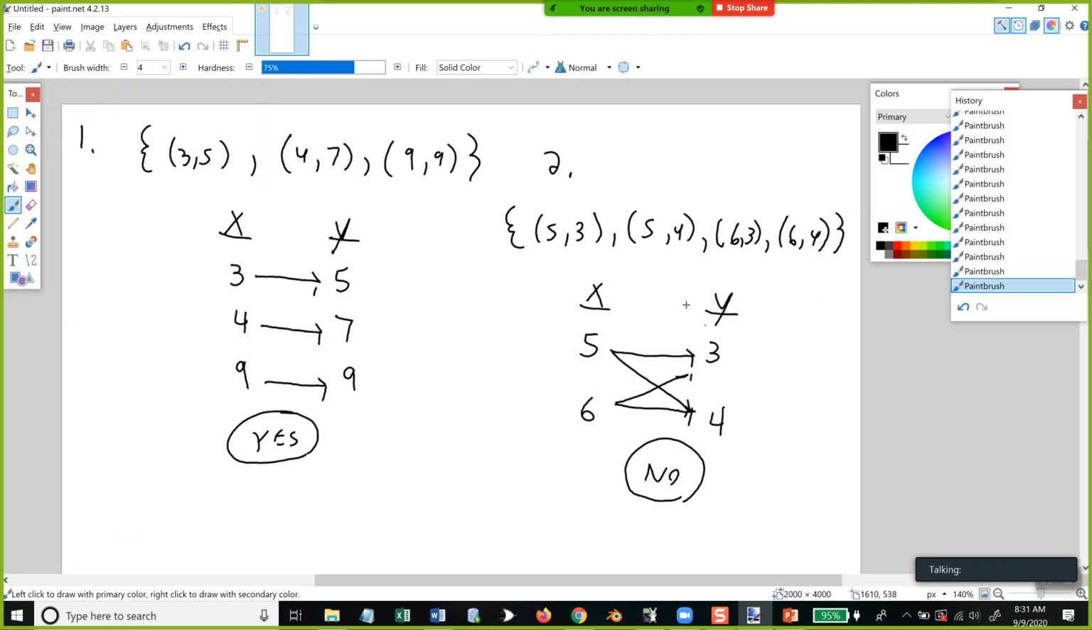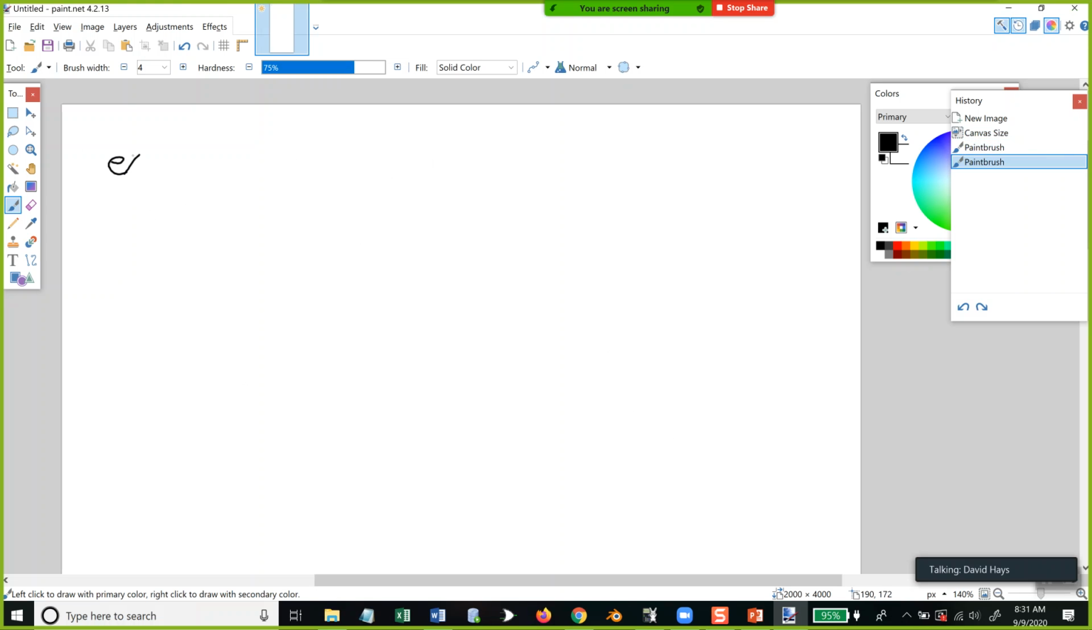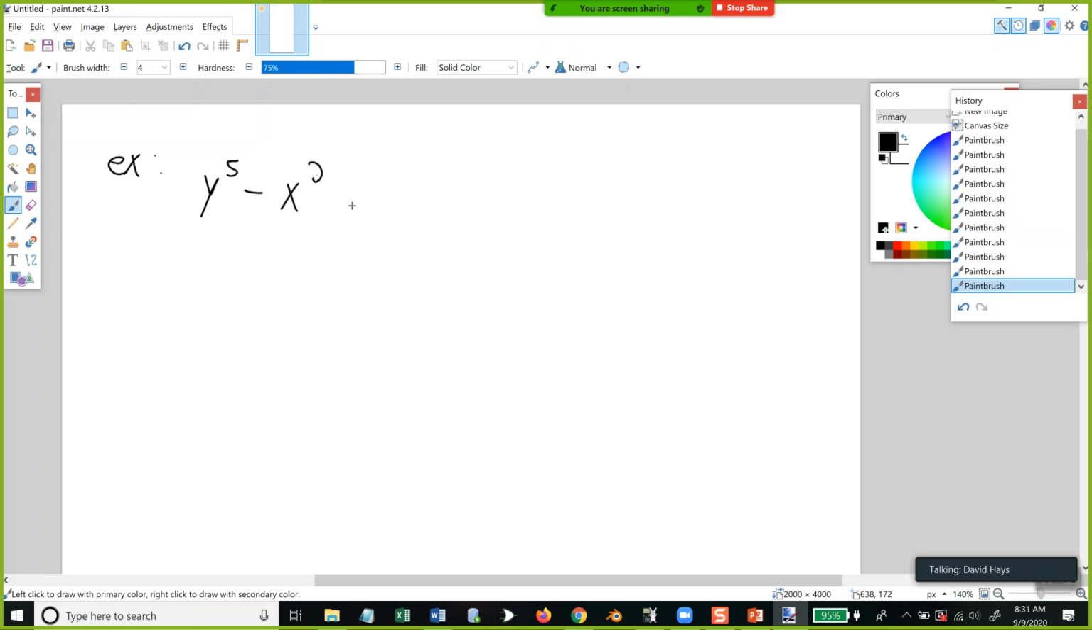You know, if I had something that looked like, so this comes back, y to the 5th minus y squared plus, or minus x squared, I guess, plus x minus 3 equals square root of x. And the question is whether it's a function or not.